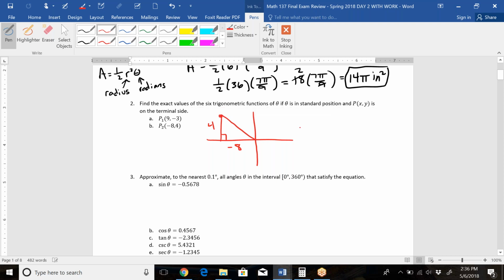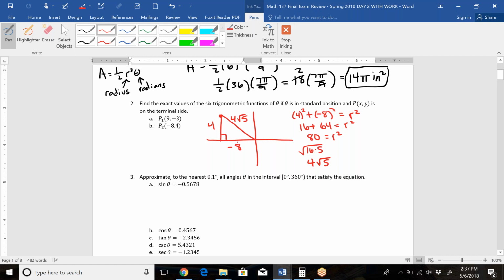And then we can find our hypotenuse by doing Pythagorean theorem. So 4 squared plus -8 squared equals r squared. So that's going to be 16 plus 64, which is going to add to 80. And we'd want to take the square root of that. So that's going to be 16 times 5 is 80. So that's going to be 4 square root of 5.